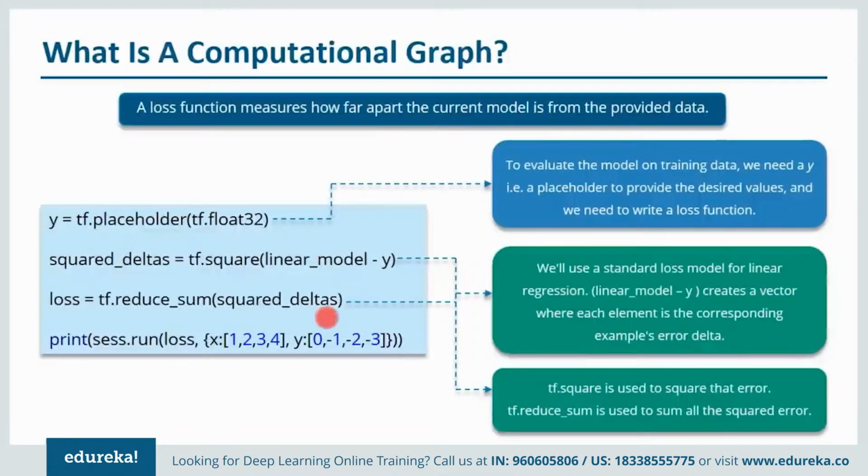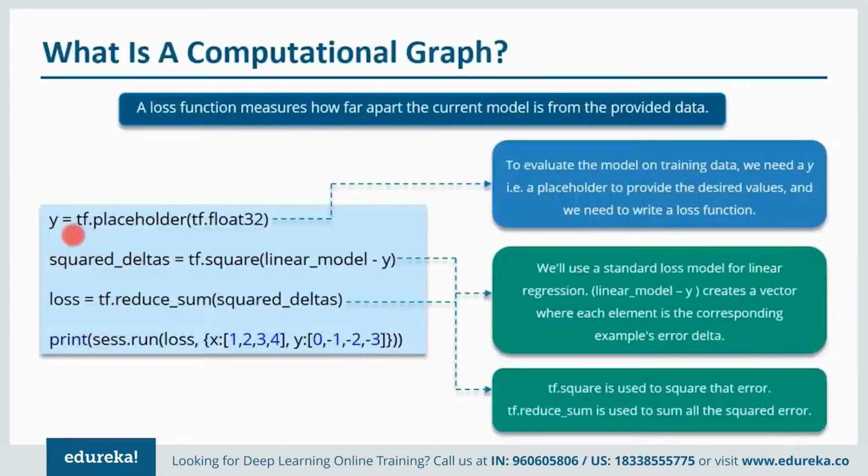So now, in order to evaluate the model on the training data, we need a placeholder y, as you can see in front of your screen, to provide the desired values. And we need to write a loss function. This placeholder y will be provided with the desired values for each set of inputs. And then we're going to calculate the loss function.